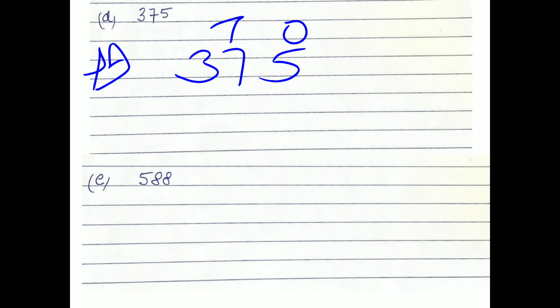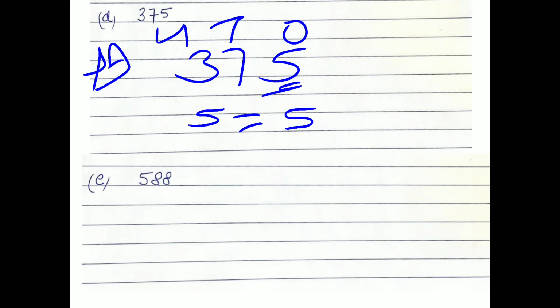Now D part. It's written 3, 7, 5. Write down ones, tens, 100. Clear? Now what do you have to do? You have to compare the underlined digit. That is 5. You have to compare 5 with 5 only.